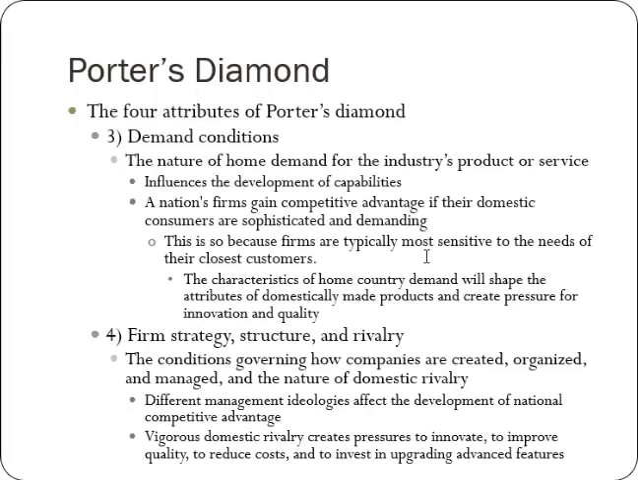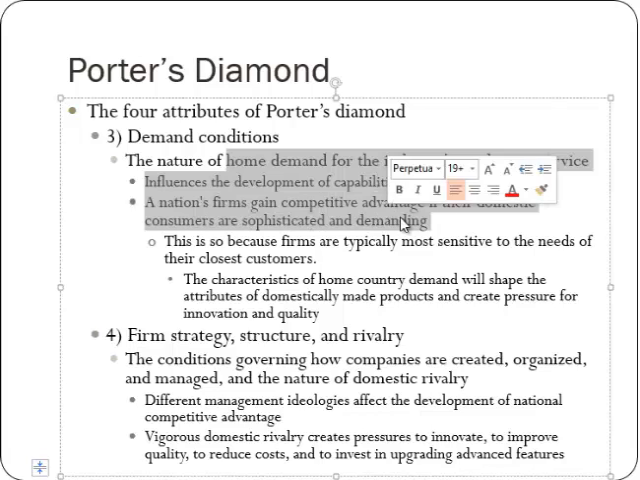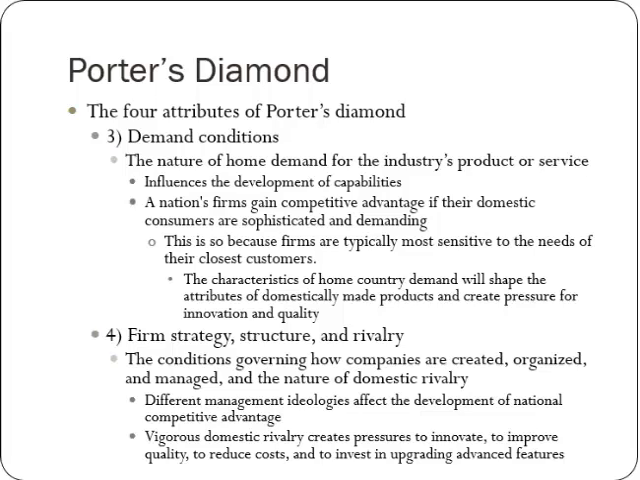Demand condition, which is the nature of the home demand for the industry's product or service, and the nation's firms get competitive advantage if their domestic consumers are sophisticated and demanding, so that they produce things that other people in the world will also want. A car industry, for example, in the United States, well, the United States people like big cars and they like nice cars and fancy cars. That could help American car manufacturers because they're used to producing cars that the market likes.